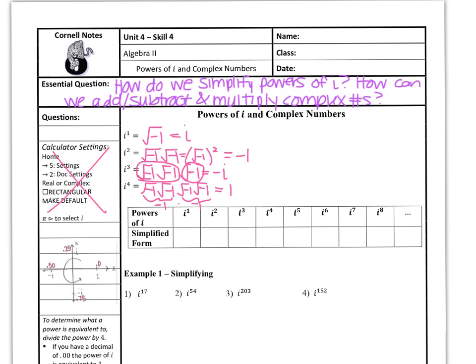So we have a cycle. i to the first is i, i squared is -1, i to the third is -i, i to the fourth is 1, and then we repeat. We go back to i, then -1, then -i, then 1, and so on. It's cyclic, and that's what this little picture is showing you. It goes around like a cycle. We have 1s and -1s along the x-axis, so the real numbers go along the x, and the imaginary numbers go along the y. Keep that in mind. It's very rare that you're going to have to use that, but just keep it in mind.